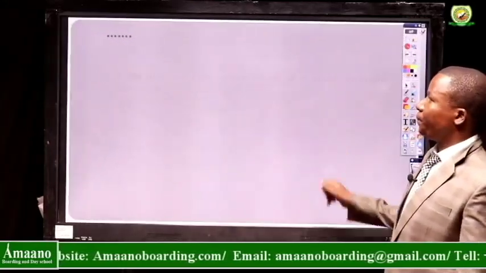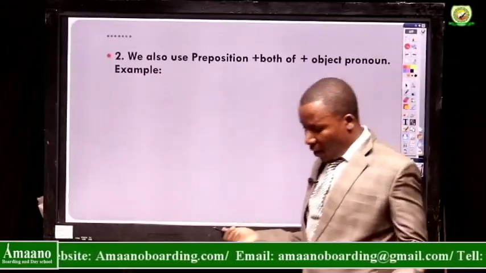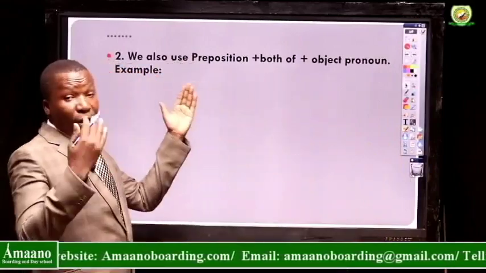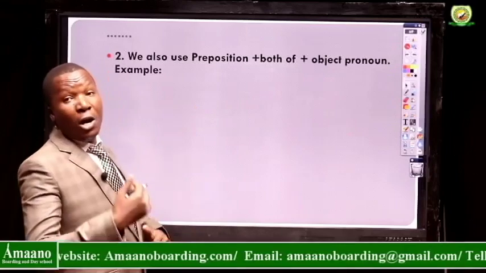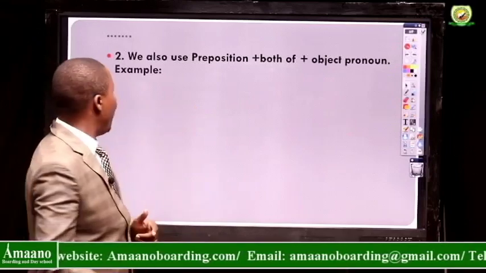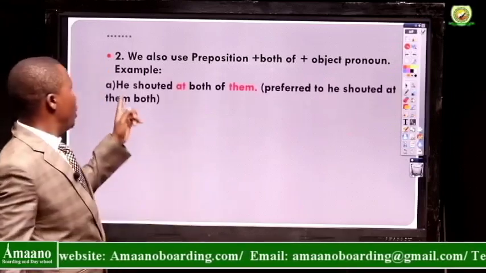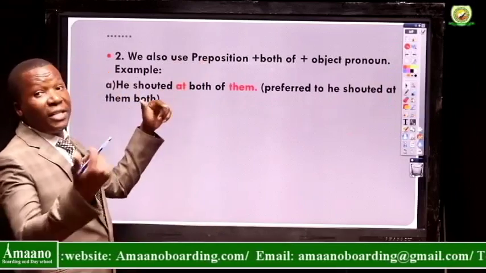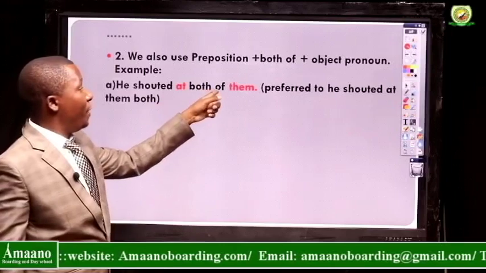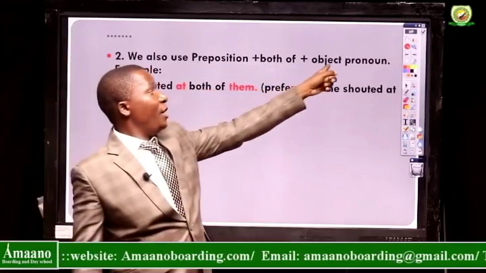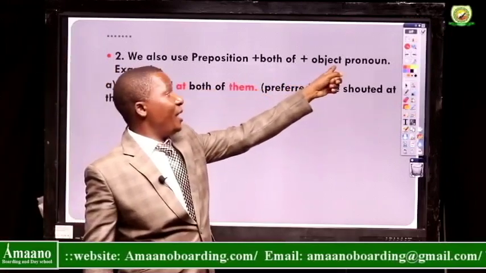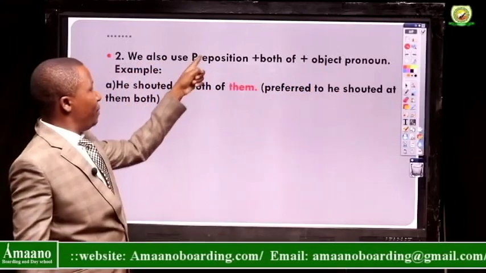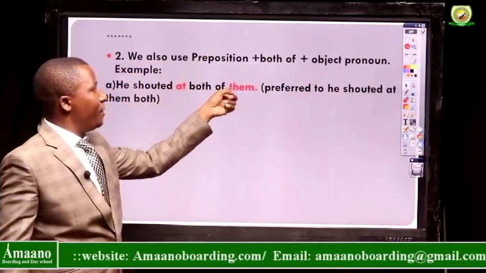Now, we can also use both of. We can use a preposition, then both of, then an object pronoun. For example, he shouted at, preposition, at. Shouted at both of them. Them is what? You can see there, object pronoun. He shouted at, preposition, both of them.